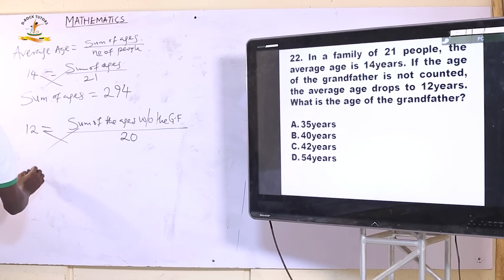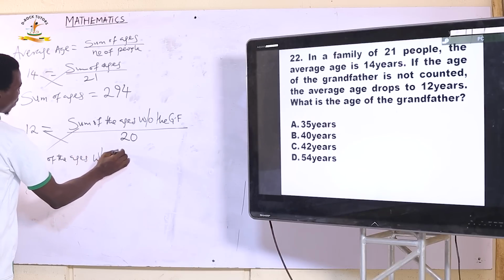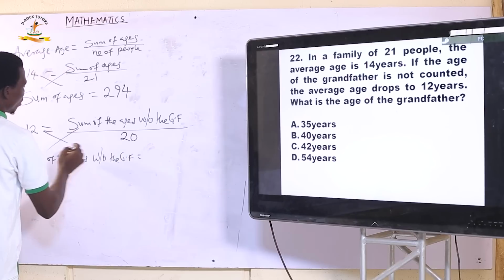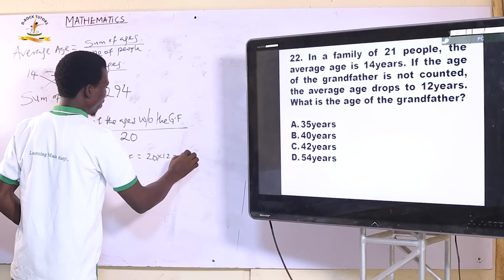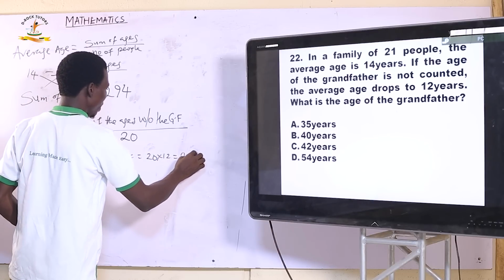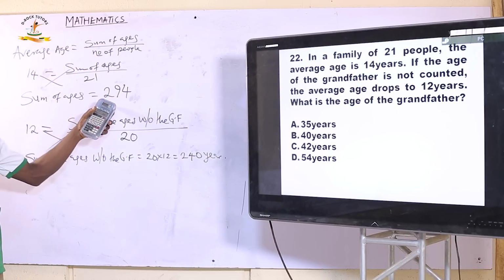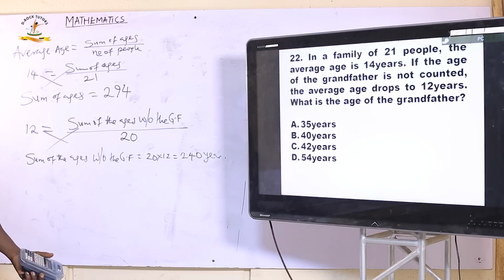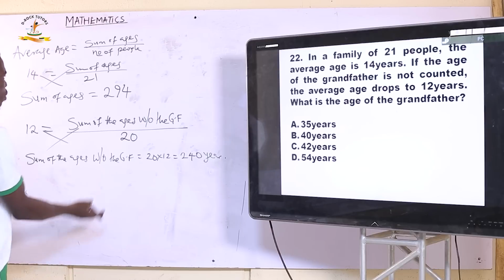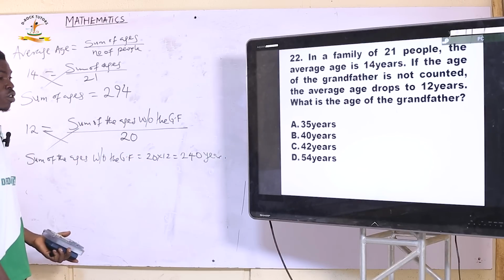So we cross multiply again, and the sum of the ages without the grandfather becomes 20 times 12, which is 240 years. So if with the grandfather it was 294, and without the grandfather it is 240 years, then to know how old the grandfather is, it's simply removing the 240 from 294, and we get the age of the grandfather.